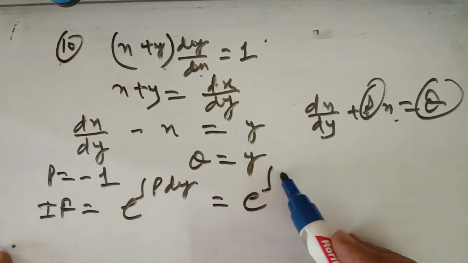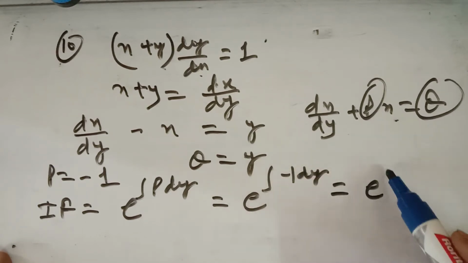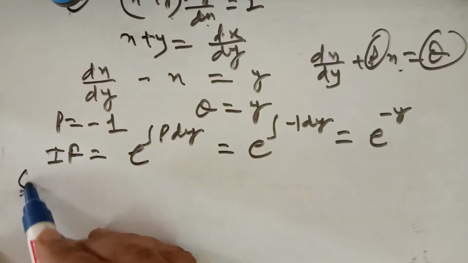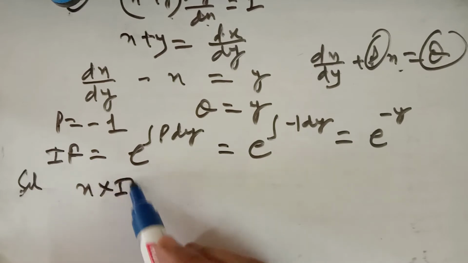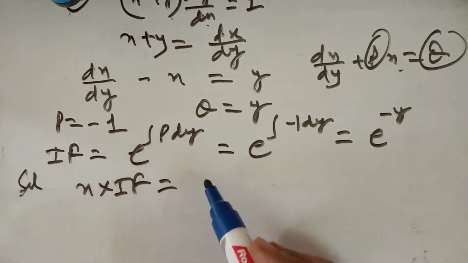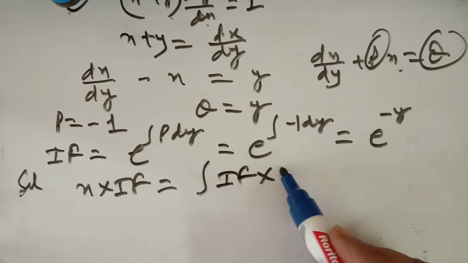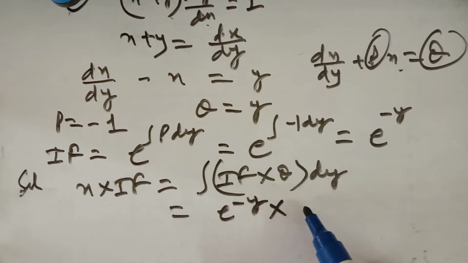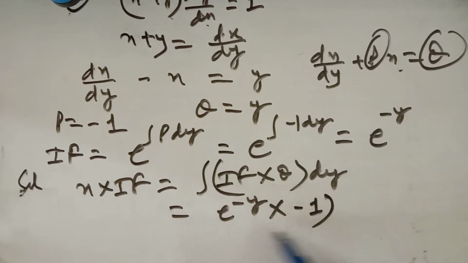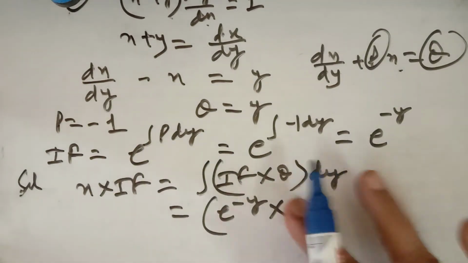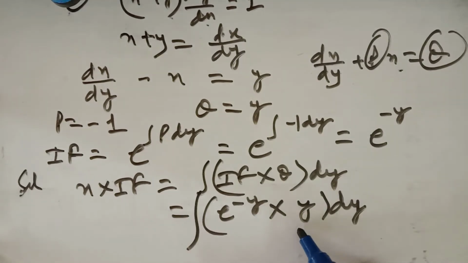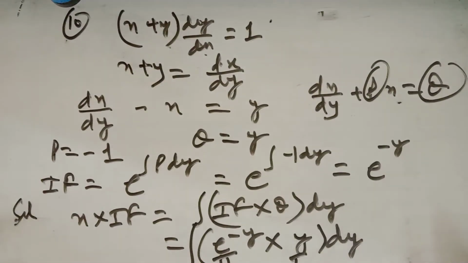So it will be integration of -1 with respect to y, so it will be e raised to the power minus y. Now the solution of the second type linear differential equation is x into integrating factor, integrating factor into Q integration with respect to y. If you do not know, first of all learn the formula. So integrating factor is e raised to the power minus y, and Q here is y. Now you can integrate it by parts, taking this as the first function and this as the second function.